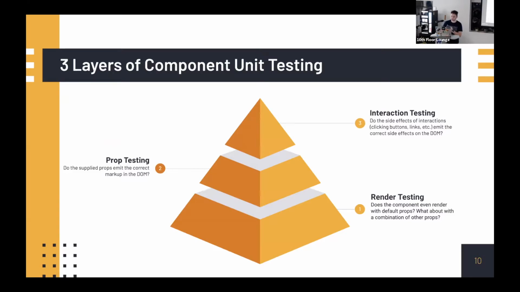And so this leads into the three layers of component unit testing that I try to practice and help my team practice as well. Start at the bottom with render testing. So my first test is, does this thing even render with the default props? If not, I might as well scrap my code. But that's the first test.